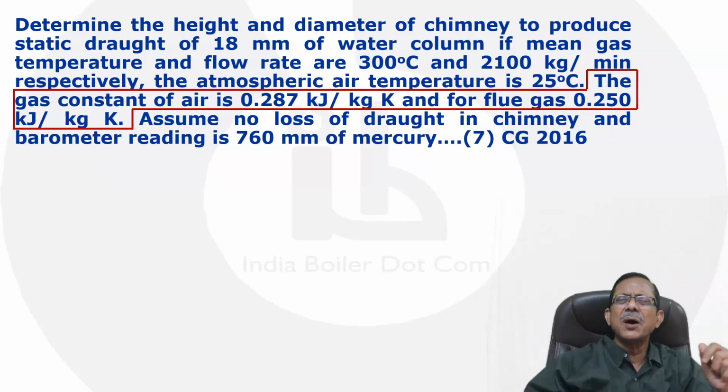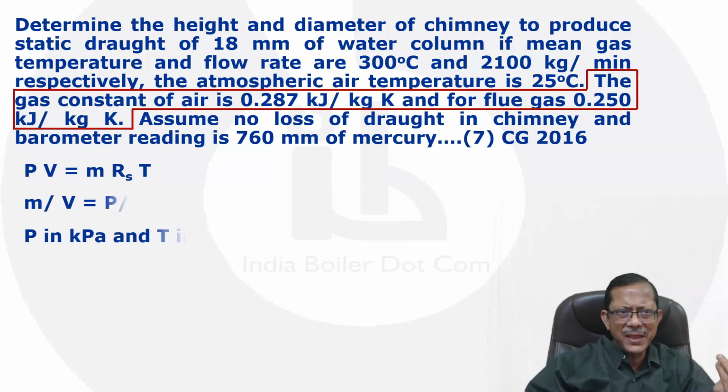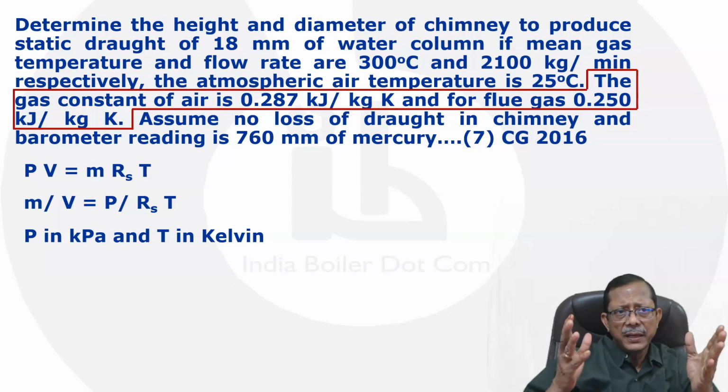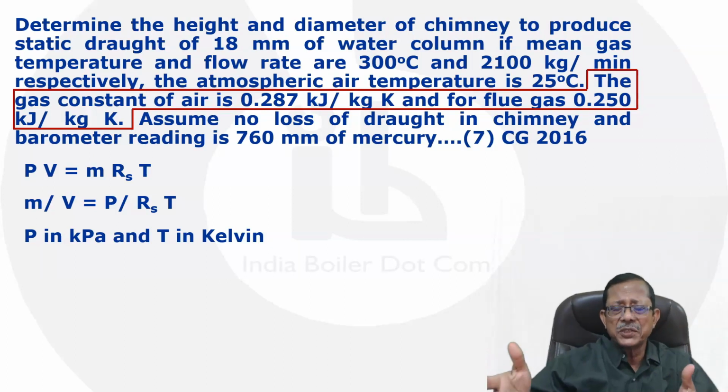In this question, how did we use it? So PV is equal to MRST we used to find out the density. M by V is equal to P by RST, right? Now what you need to be careful about is the units. The pressure has to be in kilopascal. See here, the pressure of the air is given, atmospheric pressure, in mmHg.